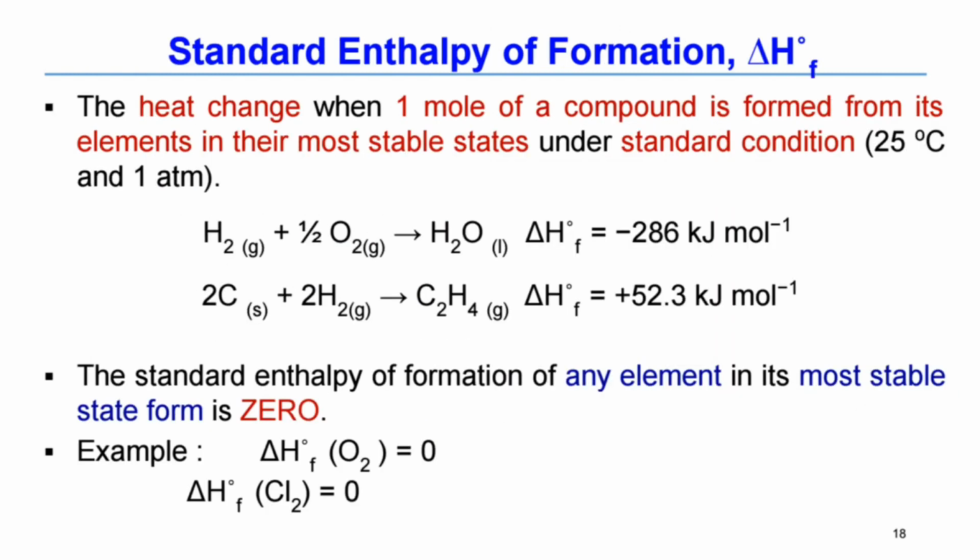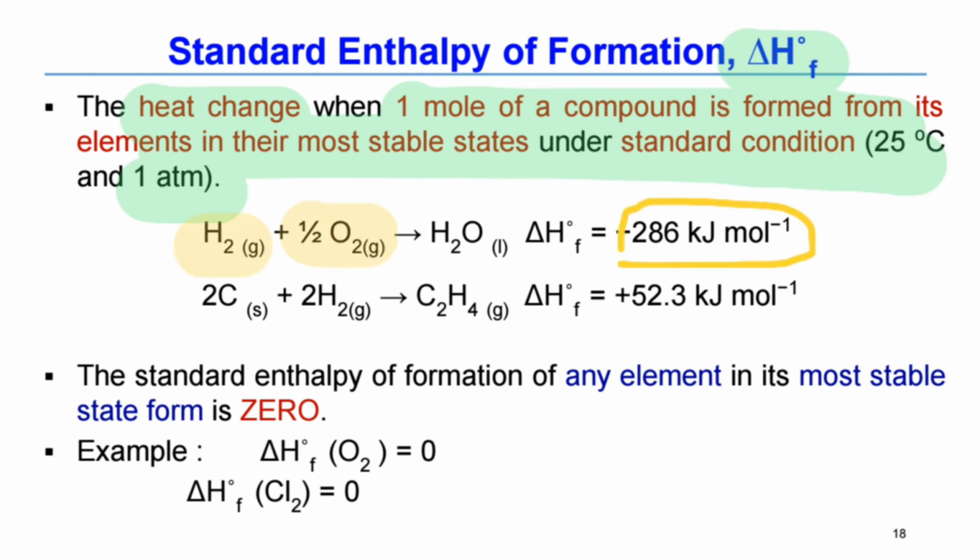Standard enthalpy of formation, written as delta H naught f subscript, is the heat change when 1 mole of a compound is formed from its elements in their most stable states under standard conditions, 25 degrees Celsius and 1 atmosphere. For example, the enthalpy of formation of water is formed from its elements hydrogen gas and oxygen gas. The value of enthalpy given is referring to formation of 1 mole H2O.